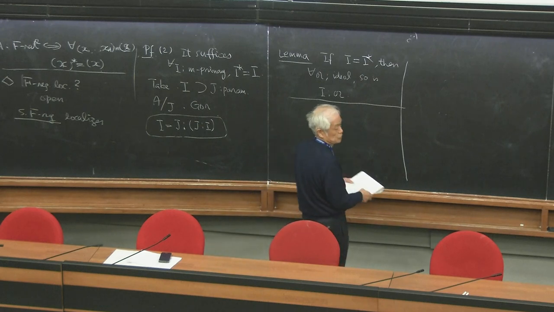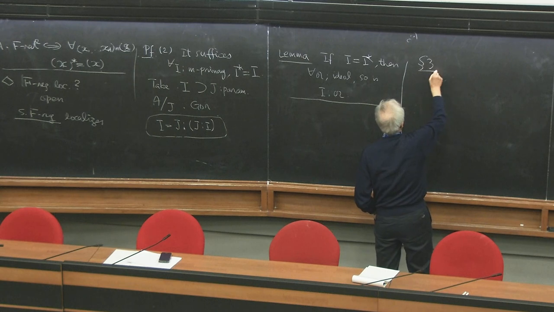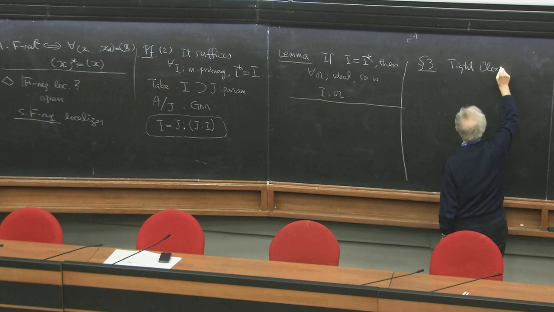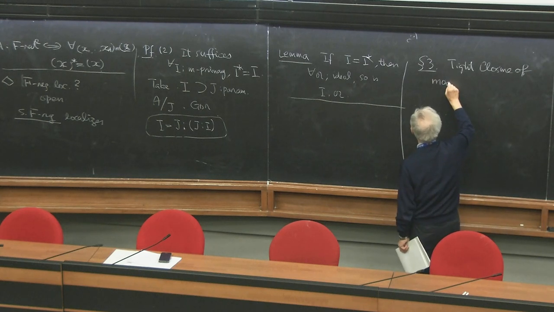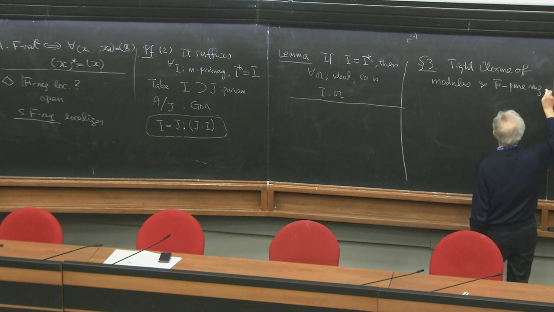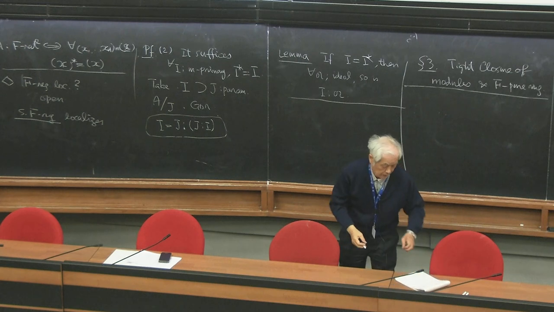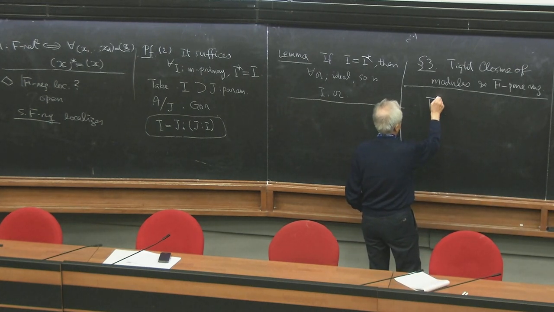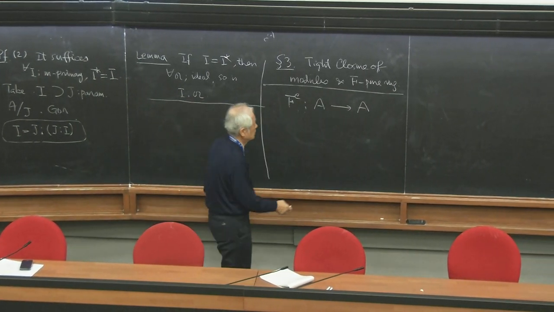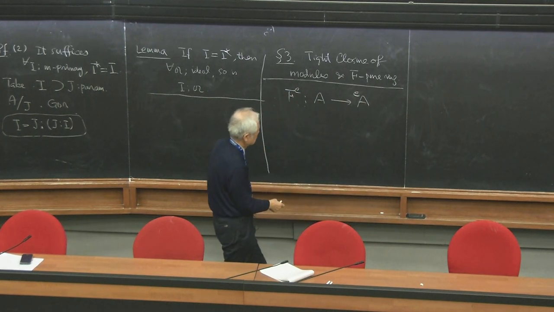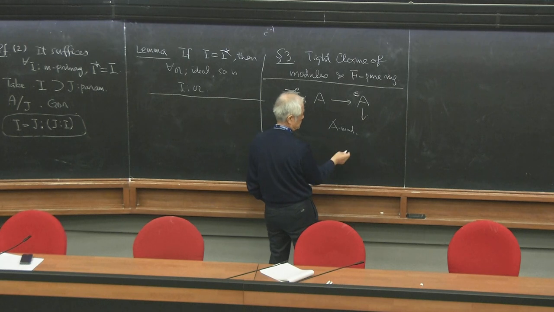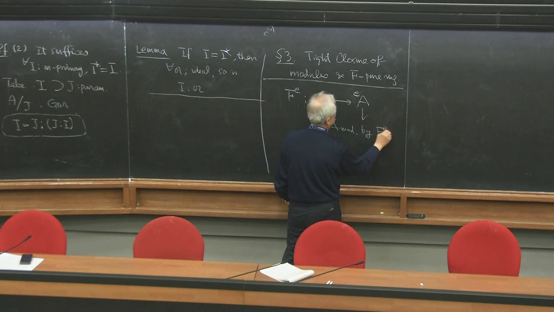And then we come to the new section, tight closure of modules and Frobenius strings. So, of course, we have the Frobenius map A to A. And in this case, we write F^e here. So this is an A module. So the operation is obtained by the Frobenius map.